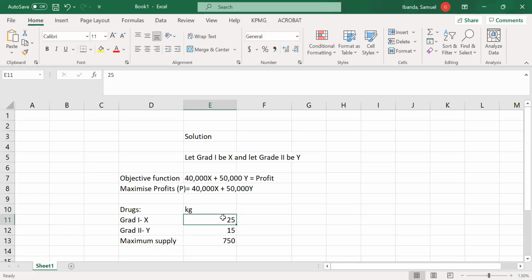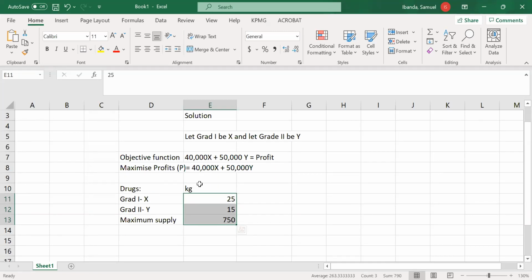So if this is the information we have on drugs, it means that in one way or another, we have to find how we fit within the 750. No matter the number of clients, we have to fit within our constraint, which is 750. So remember, this is per each what? 25 is per each client of X and 15 is per each client of Y. So for us to derive this constraint into an equation, it will basically be 25x.